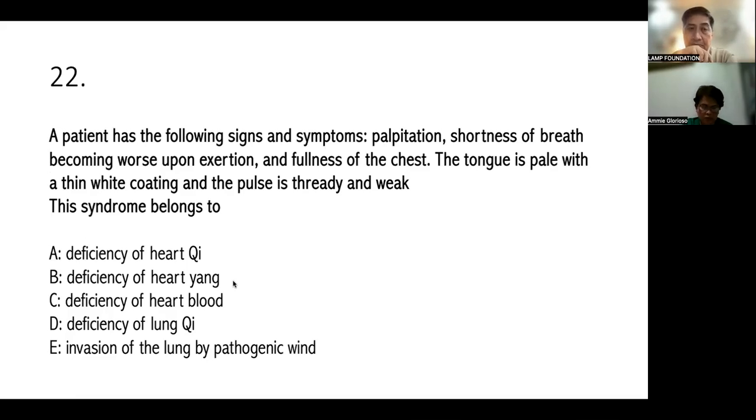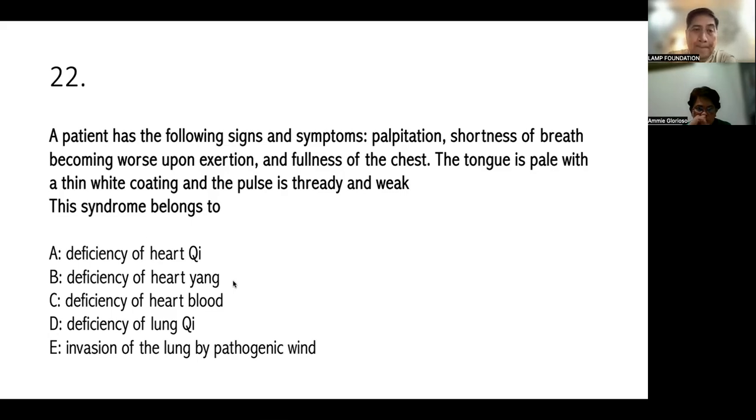Okay, 22. Patient has following signs and symptoms: palpitation, shortness of breath, becoming worse upon exertion, and coolness of the chest. The tongue is pale with a thin white coating, and the pulse is thready and weak. These symptoms belong to deficiency of heart qi.